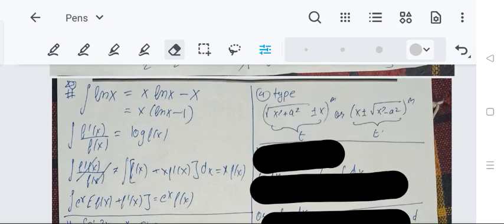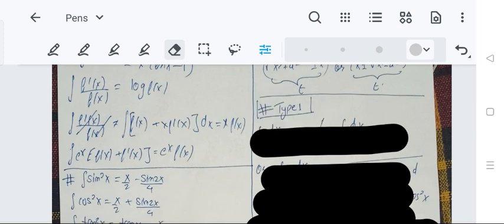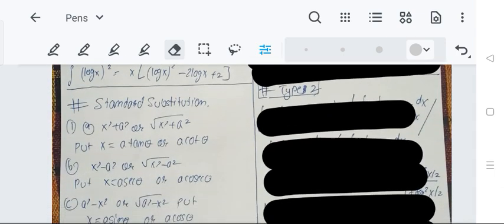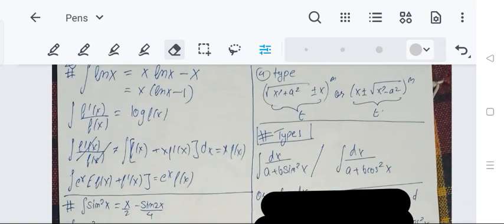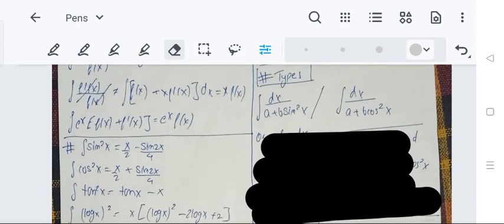Type 4: if the question has root of x square plus a square plus or minus x, raised to the power n, then in both cases put that expression as t. Now some other types.